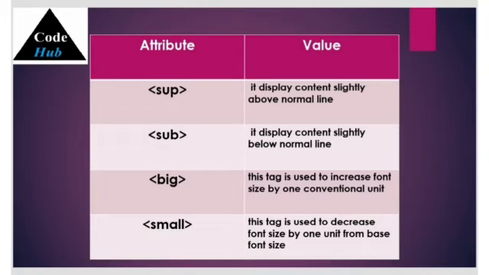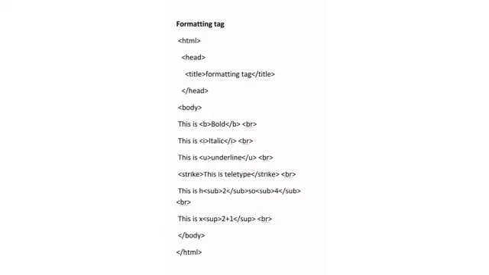This seems interesting, right? Now let's look at the program. Use the mandatory tags which are HTML, head tag, title tag, which consist of the formatting tag, and now body, which will include some of the attributes included in formatting tag, which are bold, italic, underline, teletype, sub and sup. Now closing of the body tag and HTML tag. Done with the program. Now let's check out the output. We can see the output according to the attributes and their specifications.